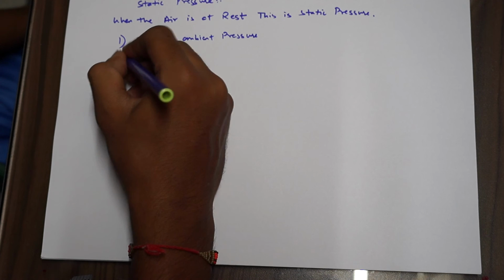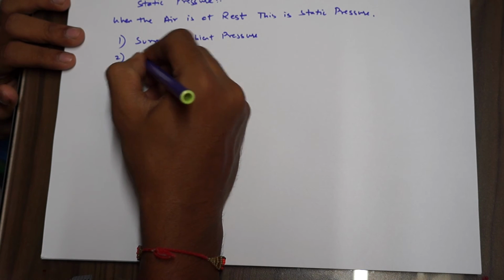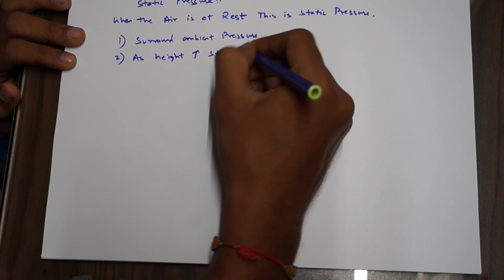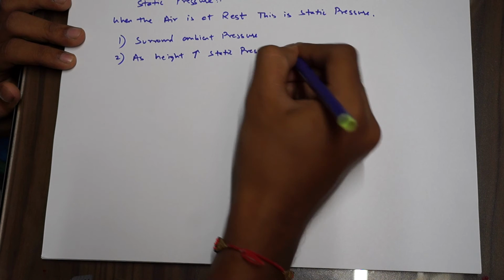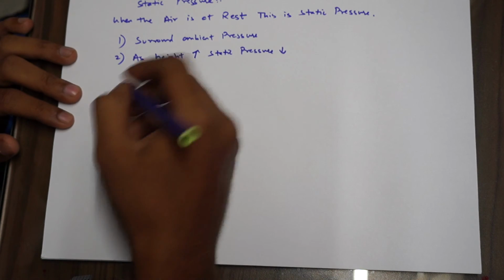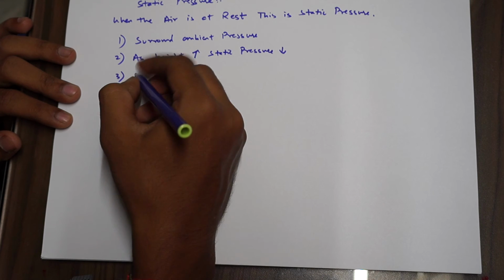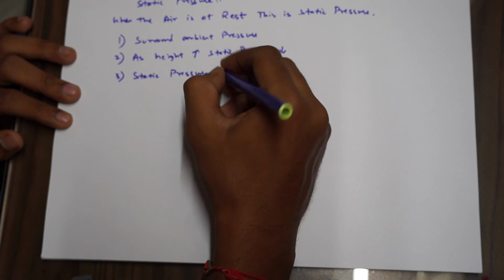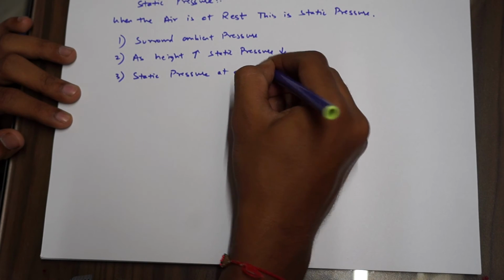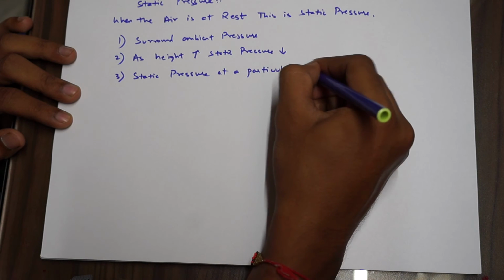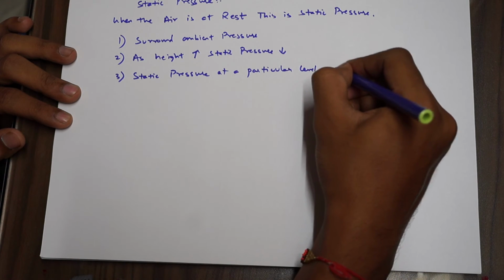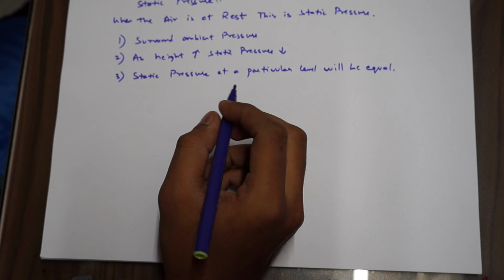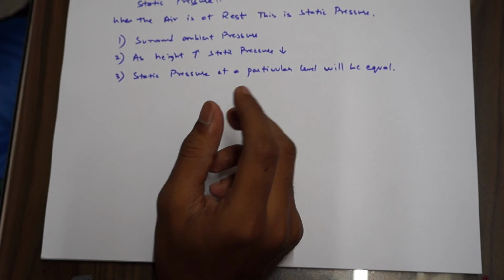static pressure. Okay, as height increases, static pressure decreases. Alright, and the third point is static pressure at a particular level will be equal. Okay, so static pressure is basically pressure of the air at rest.